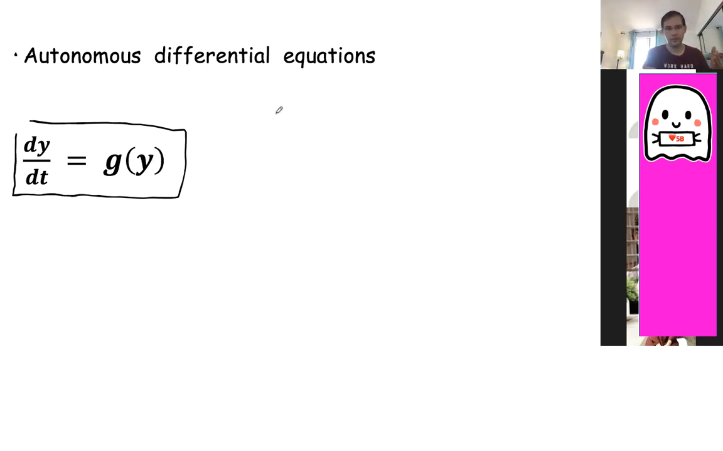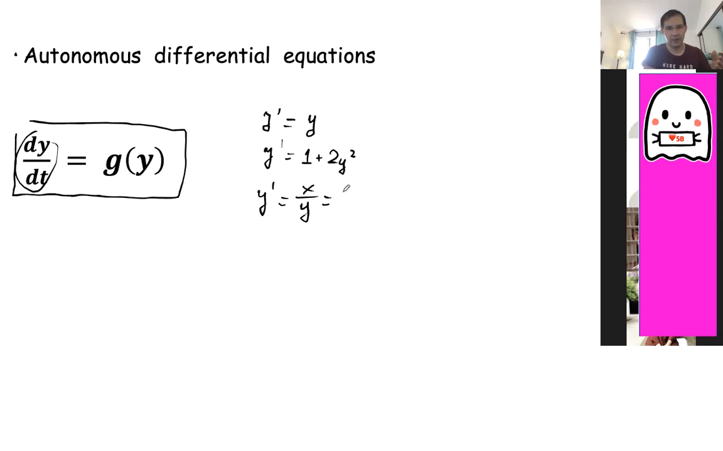An example of an autonomous differential equation, very simple: y prime equals y. Or y prime equals 1 plus 2y squared. I'm using y prime; we could also use dy over dt. This notation is shorter, but means the same. It means derivative. And another example: y prime equals, let's say, x over y.